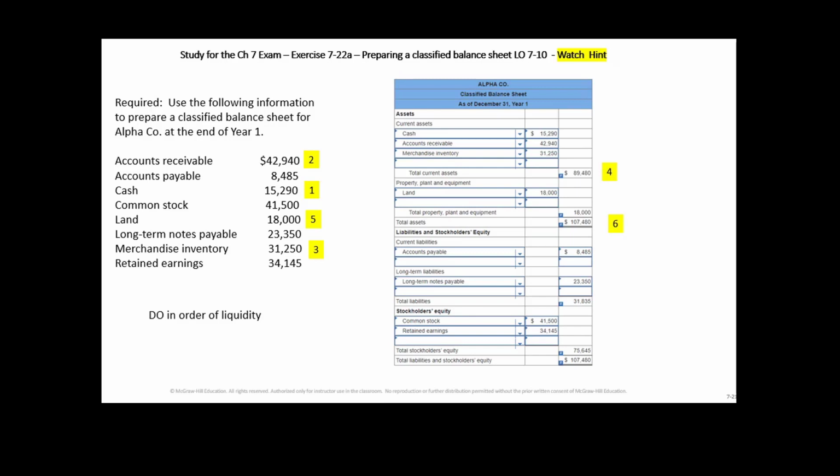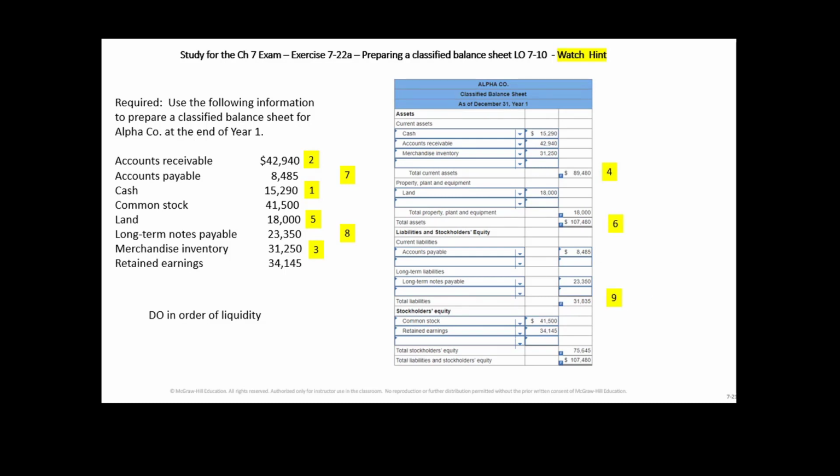Now I'm going to go to the other side of the accounting equation, the liabilities and equity side, and I'm going to start putting things in again in liquidity order, or in order of what's due. Current liabilities are due first, right? The only current liability I've got is accounts payable. I'll put it down right over there. Then I'll put down long-term notes payable, and that's all my liabilities. Now I'm going to add these two liabilities together to come up with total liabilities. That's step 9.